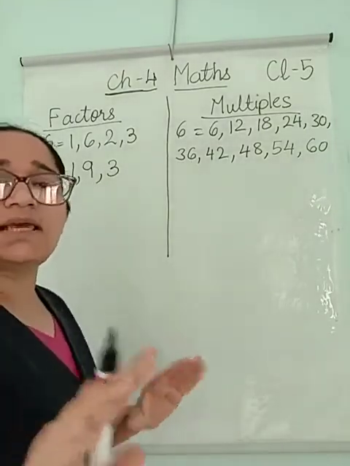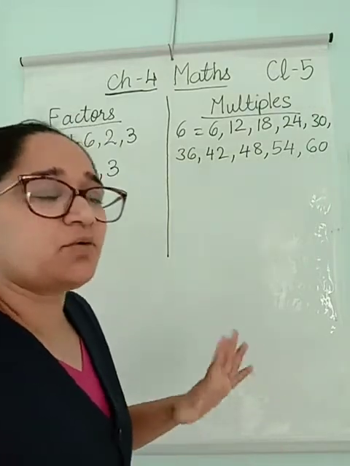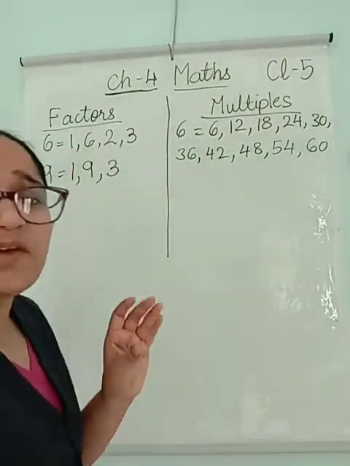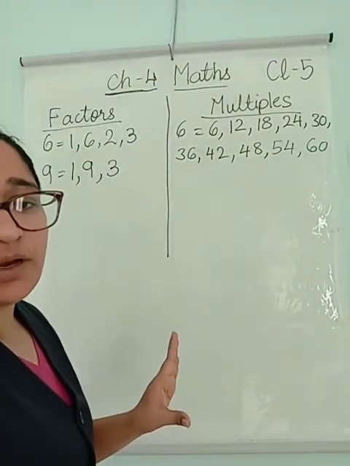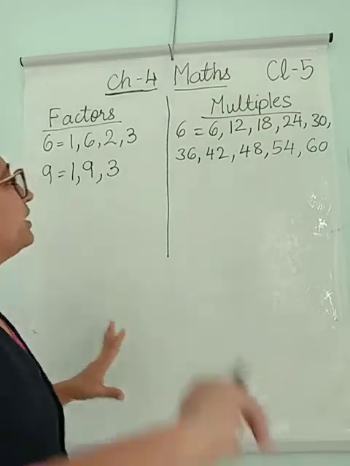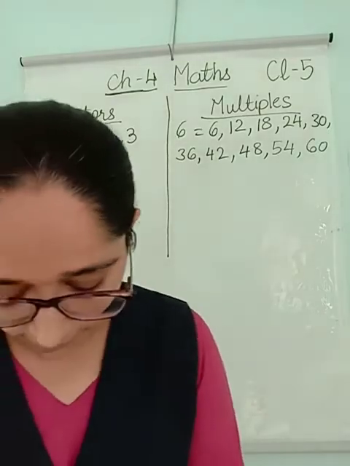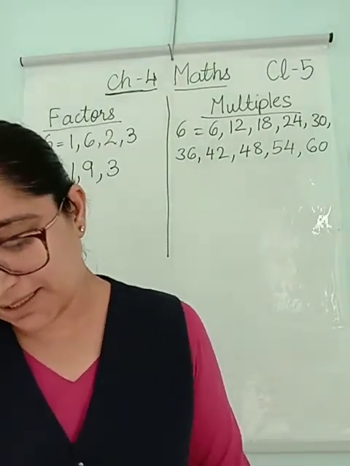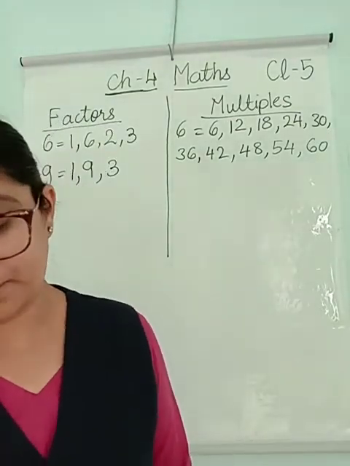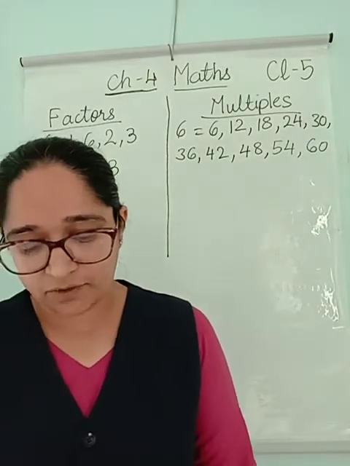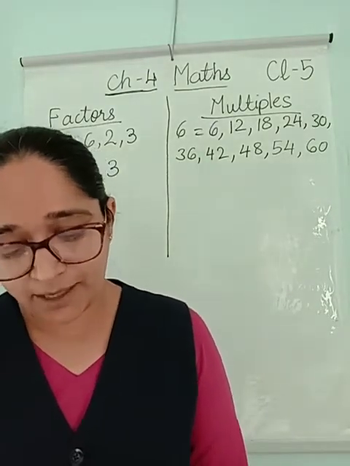It will come in only a few tables. That is why you will have very few factors for any given number. Okay? This is multiple, this is factor. So I hope you have understood. Now let's see exercise 4.1. In 4.1 they have given you question number 1.